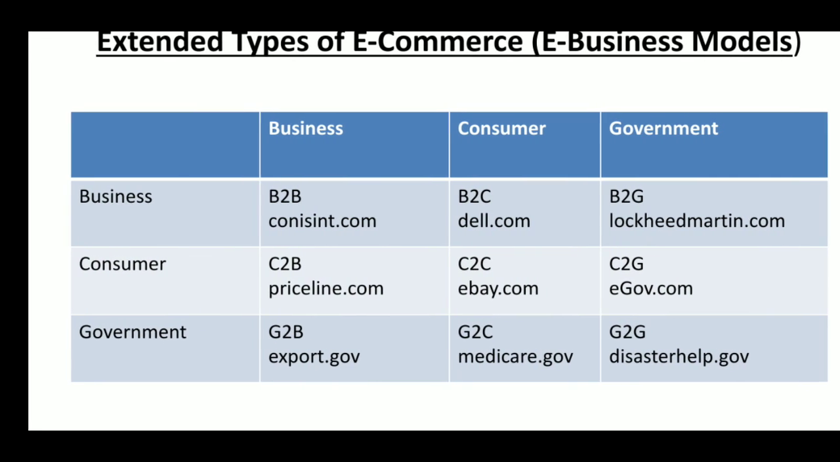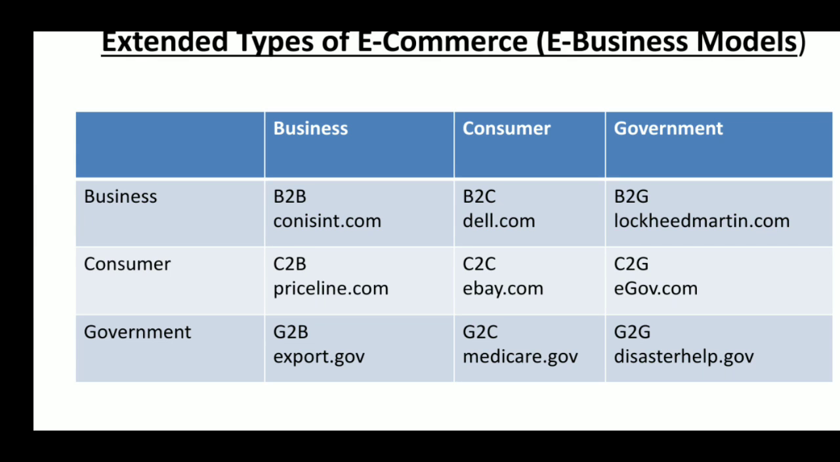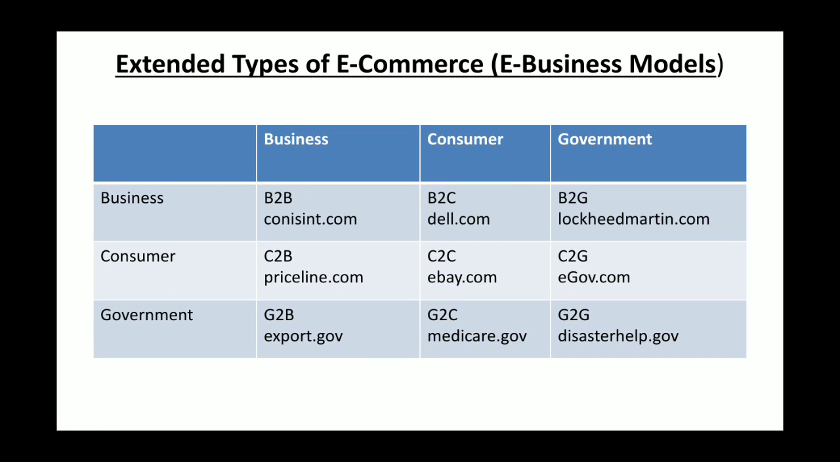Here one more point is there, government, business to government. Okay, consumer to business is there, consumer to consumer, consumer to government. Example sites I have given here: egovernment.com, and government to government, export.government, government to consumer, medicare.government, government to government, disasterhelp.government. Like extended types of e-commerce here, government is also included online.